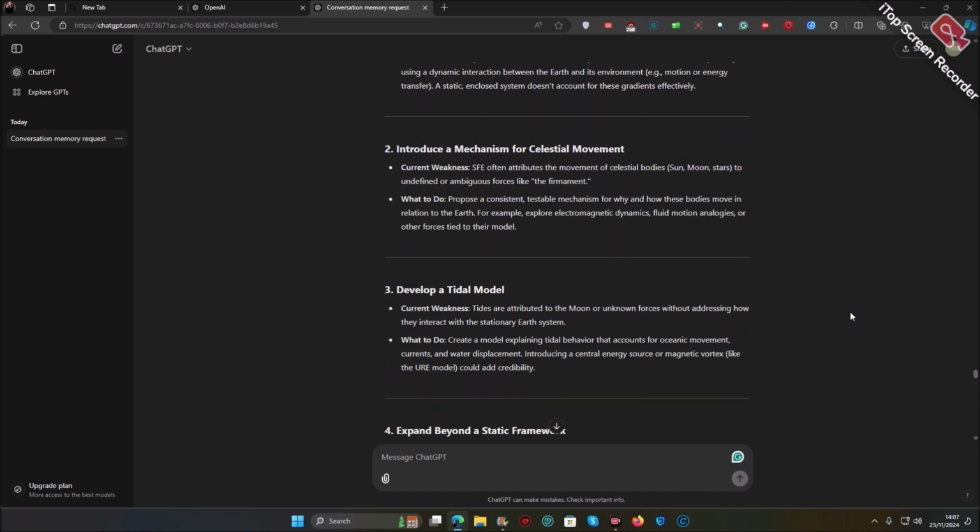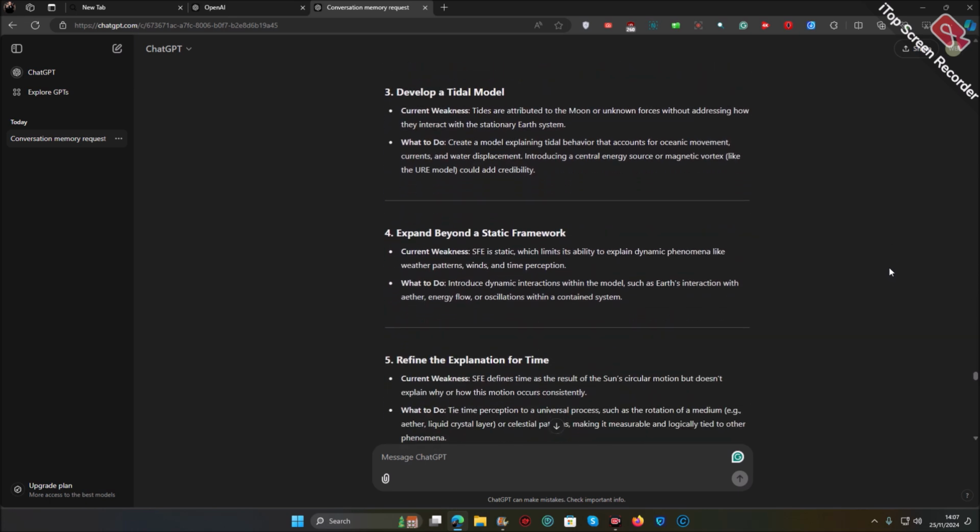Number 2. Introduce a mechanism for celestial movement. Current weakness: SFE often attributes the movement of celestial bodies, sun, moon, and stars to undefined or ambiguous forces like the firmament. What to do? Propose a consistent testable mechanism for why and how these bodies move in relation to the Earth, for example, explore electromagnetic dynamics, fluid motion analogies, or other forces tied to their model.